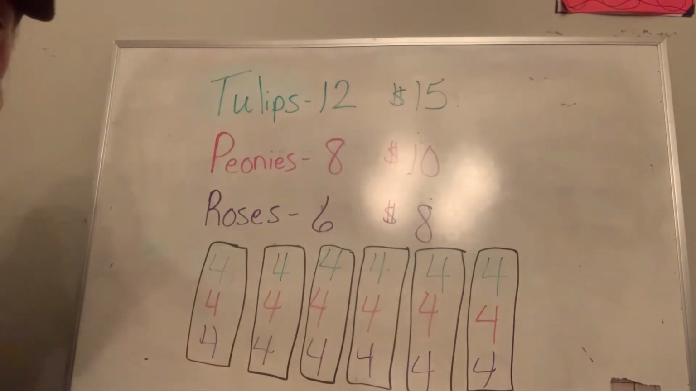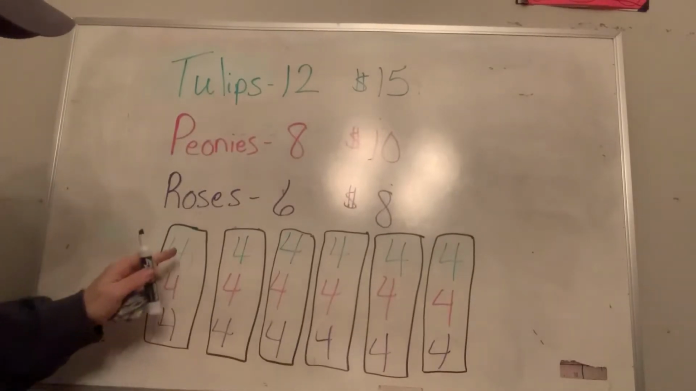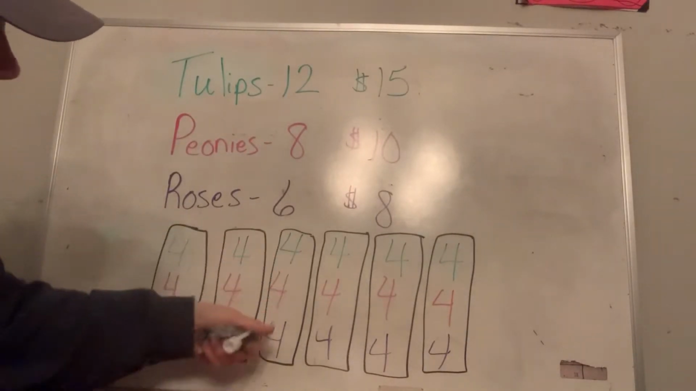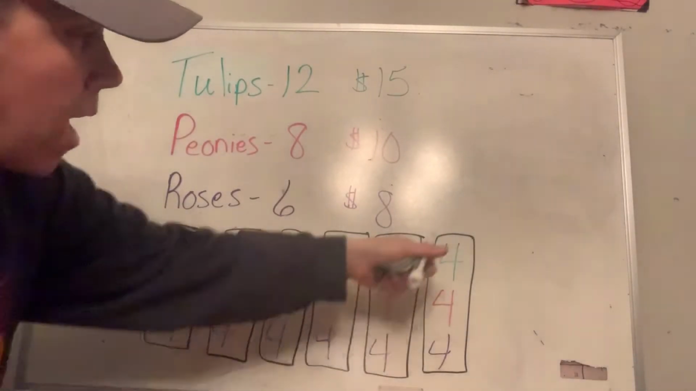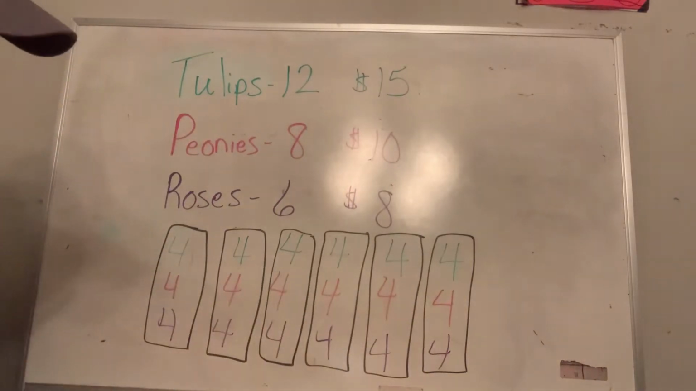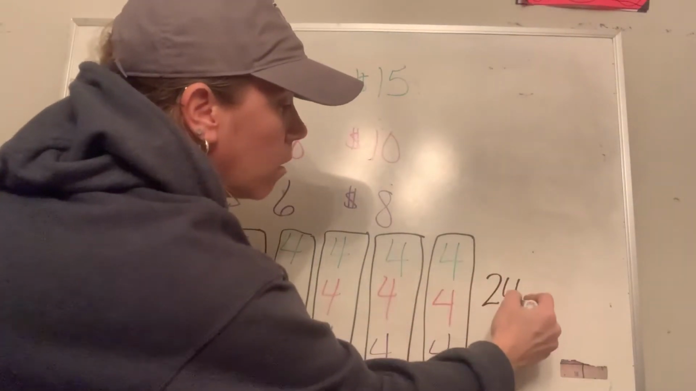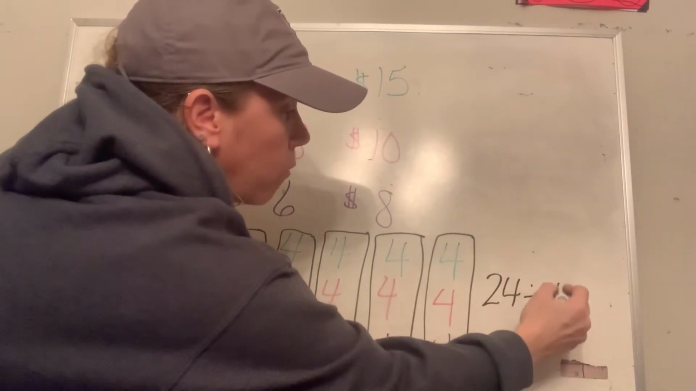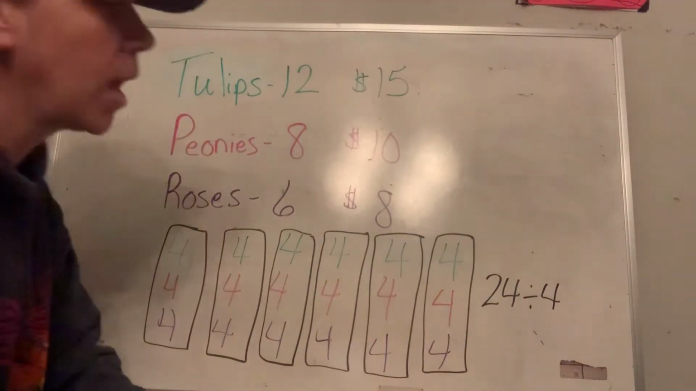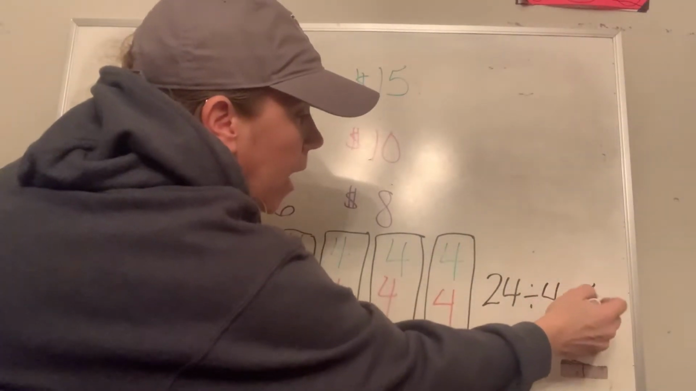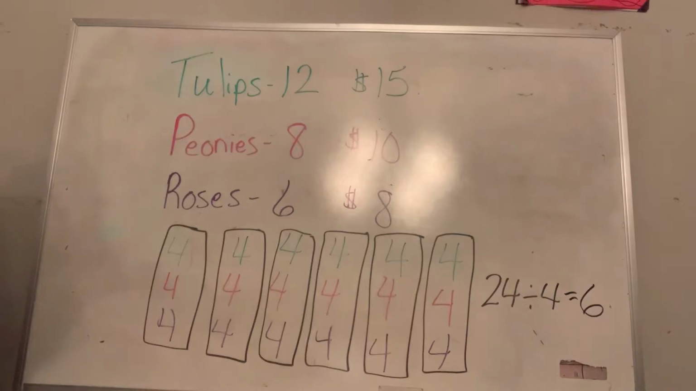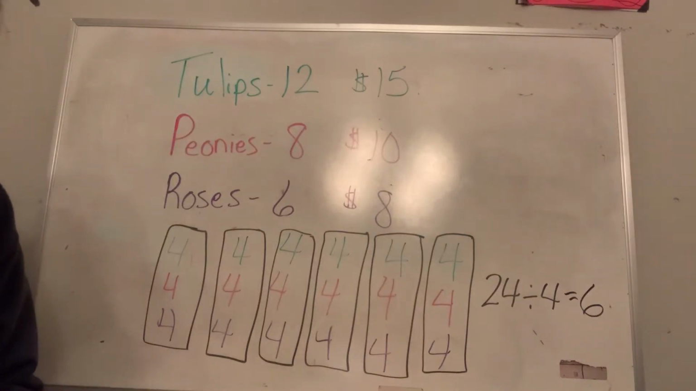And take a look at how many bouquets I've created. 1, 2, 3, 4, 5, 6. So the shortcut mathematical way to figure that out would have been to divide 24 by the 4 flowers I'm going to put in the bouquet, and I get 6 bouquets. So the answer to number 3 was 6 bouquets.